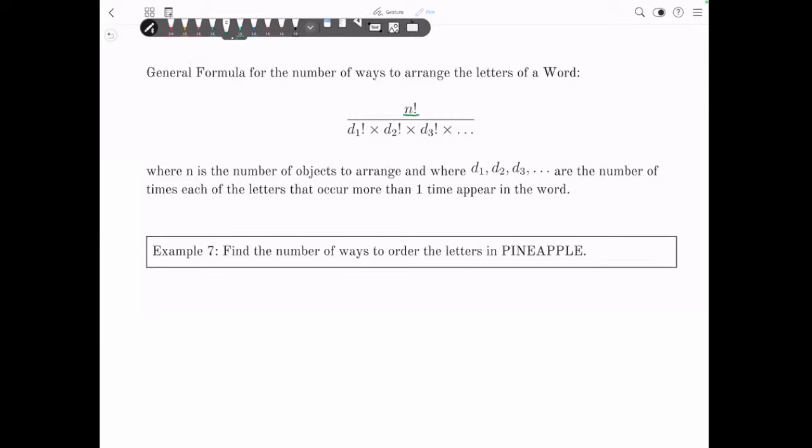in the word. I know this may seem a bit complicated at first, but let's just use this formula on this example with pineapple. So we list the letters of the word pineapple. We see that there are a total of 1, 2, 3, 4, 5, 6, 7, 8, 9 letters in the word. So by the formula, n is equal to 9. So we just plug in that.